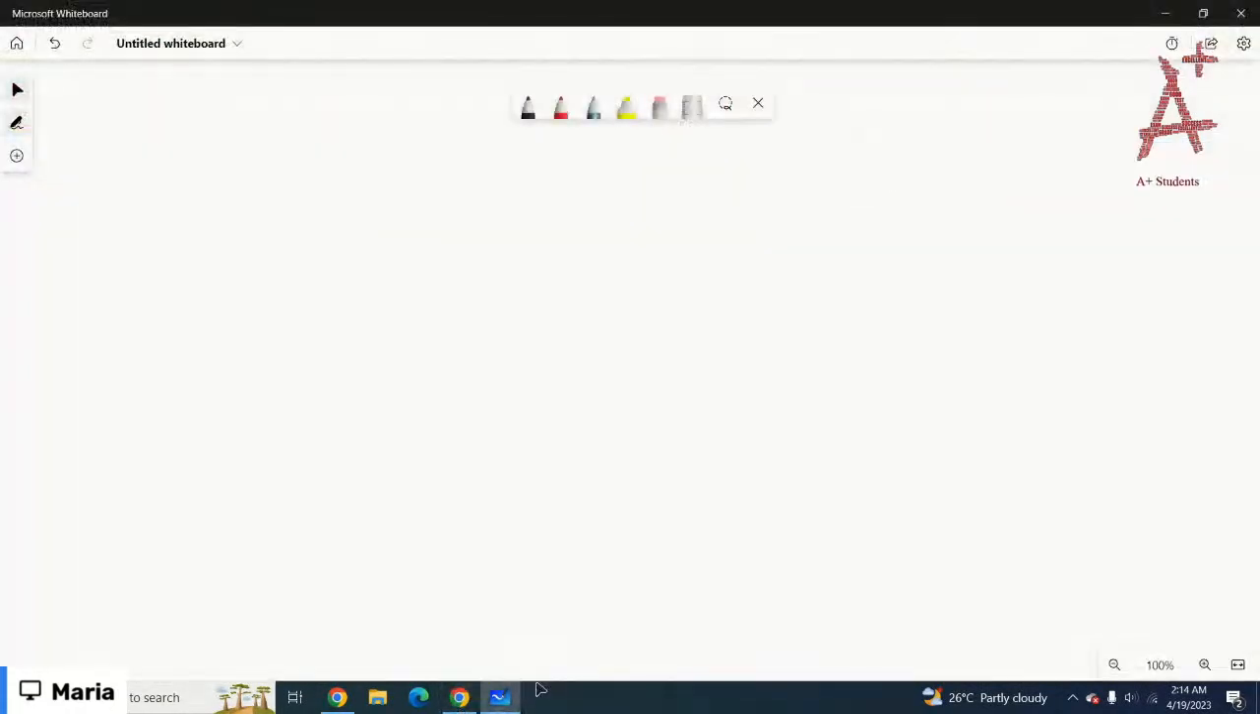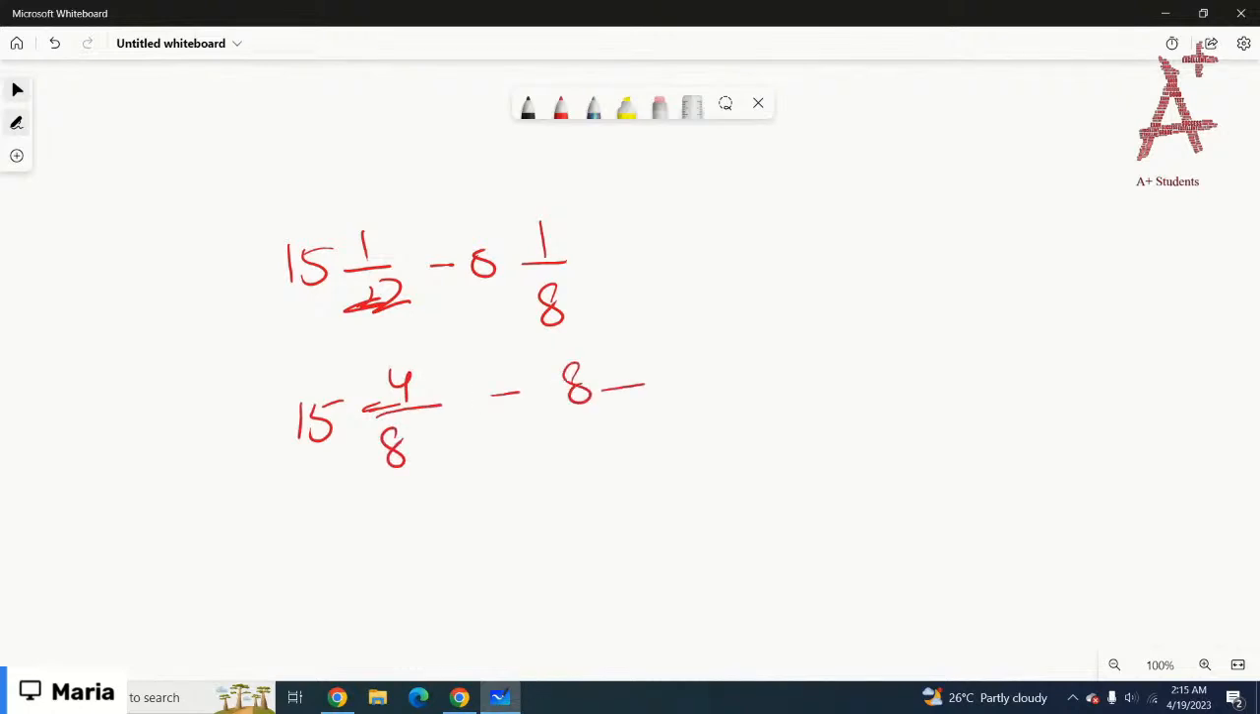15 whole 1 over 2 minus 8 whole 1 over 8. So first of all, we need to make the denominator same. We need to make that 2 equal to 8. So 2 times 4 is 8, so you need to multiply this fraction by 4. So it would be 4 times 1 is 4 and 4 times 2 is 8. So minus 8 whole 1 over 8.